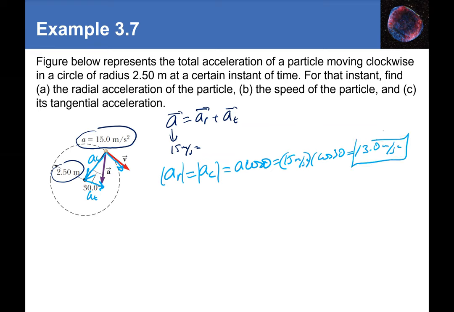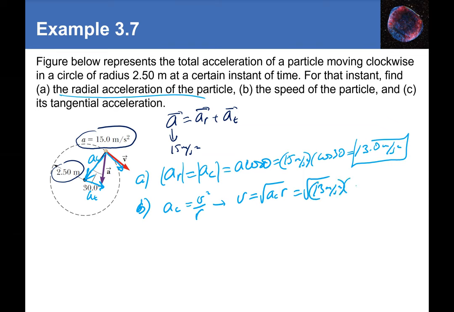That's my centripetal acceleration, which is radial, part A. And it's asking, what is the speed? Well, now that I have that, I know that centripetal acceleration is speed squared divided by radius. Rearranging, speed equals the square root of AC times R, which is the square root of 13 meters per second squared times the radius of 2.5 meters. I can calculate this to be 5.7 meters per second.